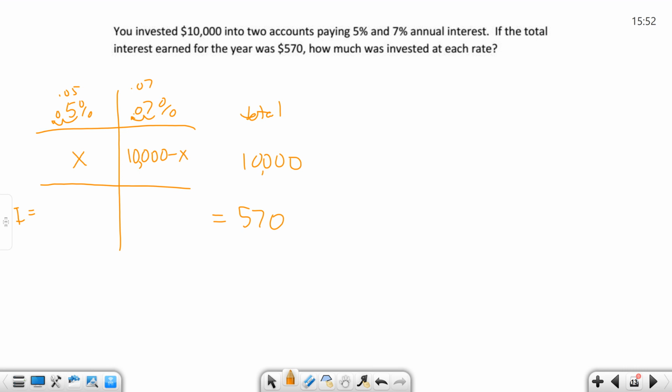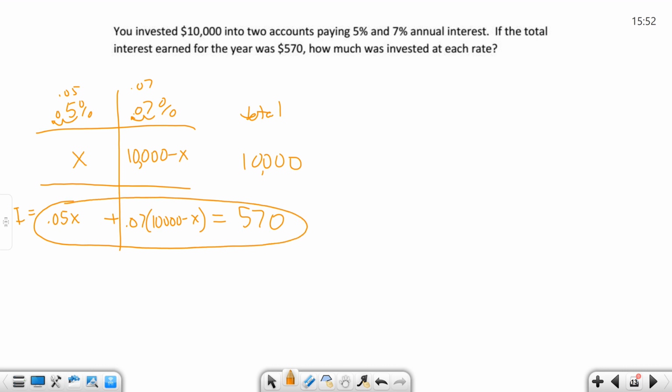Then to get the bottom row here, we multiply these together. So 0.05X. And then 0.07 times 10,000 minus X. And it says the total interest, we're going to add them, the sum. So here's my equation right here.